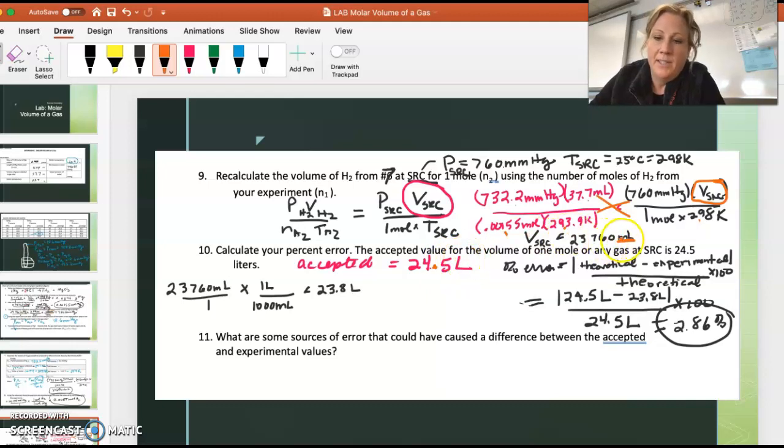But what I need to do is take that milliliter value and convert it into liters. Then it looks much more reasonable. Your data might not be so good. Sometimes people get maybe even up into the 30s here, and that's okay.